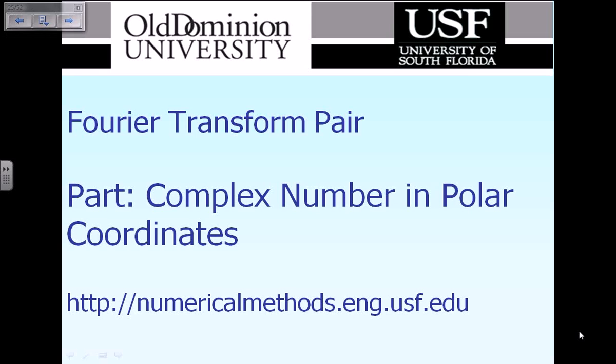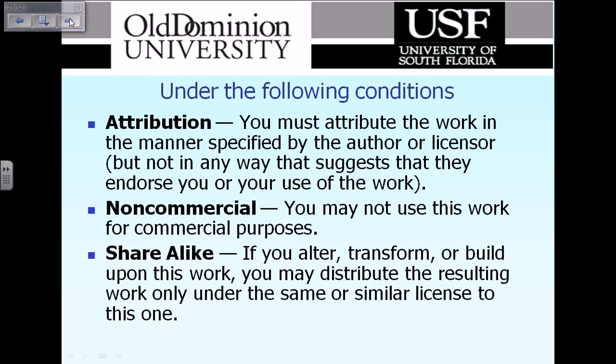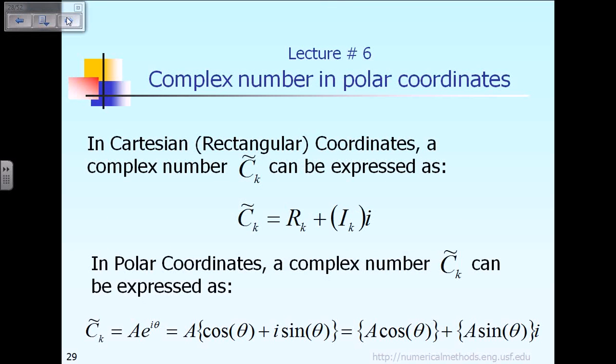In this lecture, we will talk about Fourier transform pair, complex number expressed in terms of the polar coordinates. In the Cartesian or rectangular coordinate, any complex number c tilde k, for example, can be expressed as the real part, which is r sub k, plus the imaginary part, capital I sub k, times small i. And remember again, the definition of small i is that i squared is equal to minus 1.